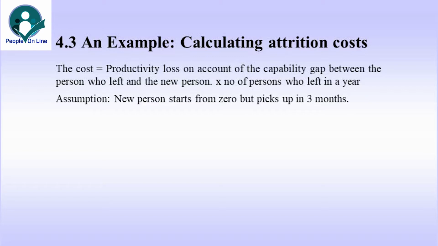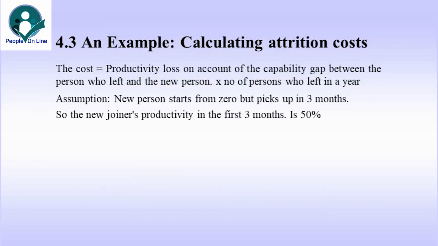The assumption that the team worked with was that any new person would take about 3 months to reach his or her peak capability. So the person starts from zero, and after 3 months reaches 100% capability level. So the new joinee's productivity in the first 3 months is 50%. Why 50%? Because at the start it was 0 and after 3 months it was 100. So 100 plus 0 by 2 would be 50.